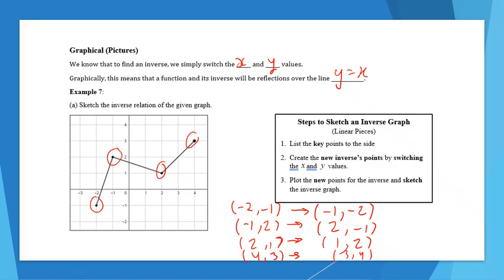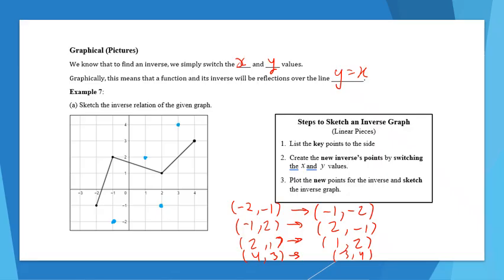So now to graph our inverse, first let me just erase those, and I'll graph our inverse with blue here. And so remember, let's graph all 4 of these points. So -1, -2 there, 2, -1, 1, 2, and then 3, 4. And now we can kind of connect it.